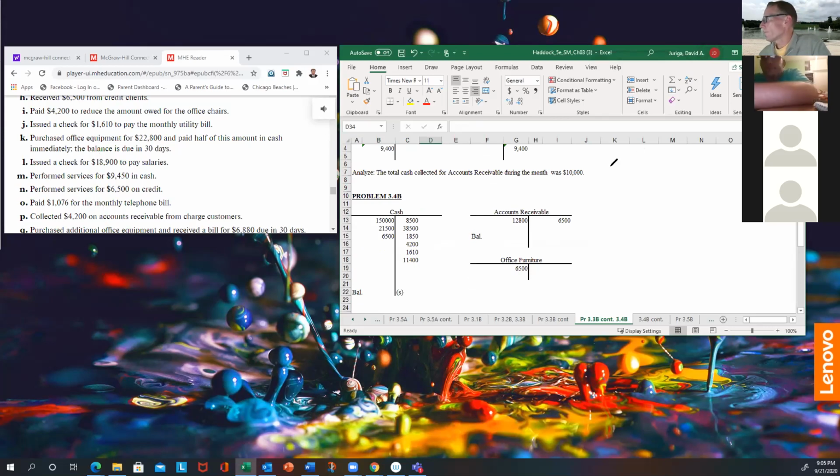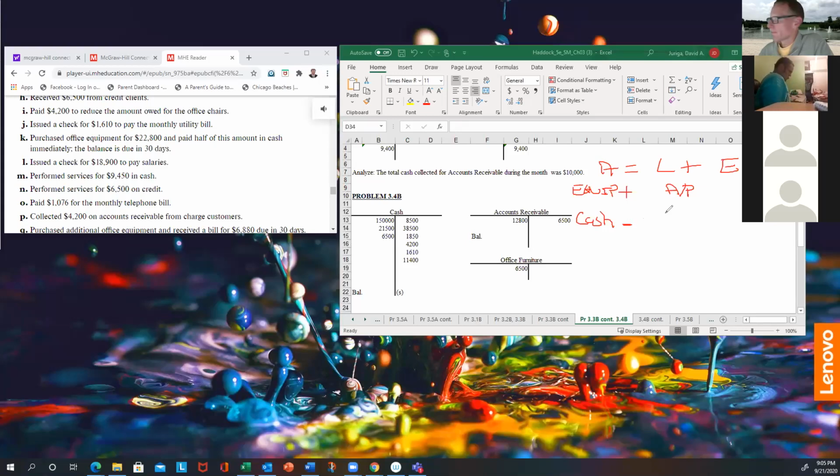So we've got assets equals liabilities plus your equity. You've got office equipment being affected. That's an asset. You've got cash, another asset. And you've got accounts payable, which is a liability. You've got equipment, which is increasing. Cash, which is decreasing. And accounts payable, which is increasing. So we'd be debiting equipment, crediting cash, and crediting accounts payable, right?